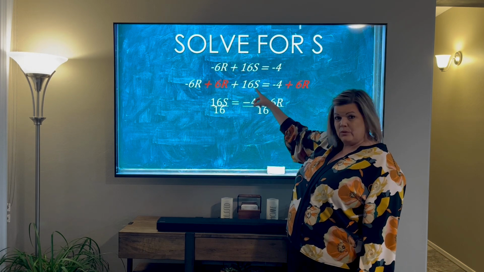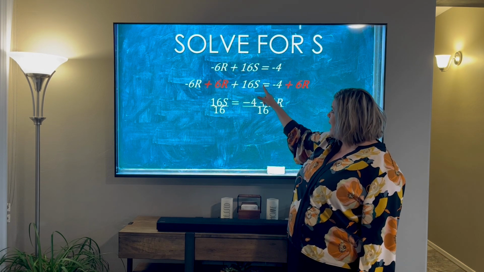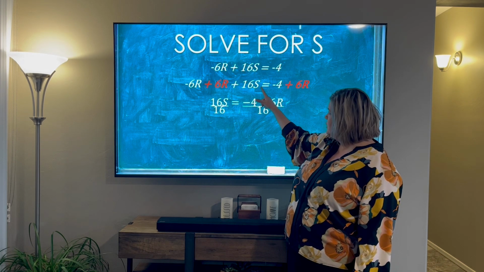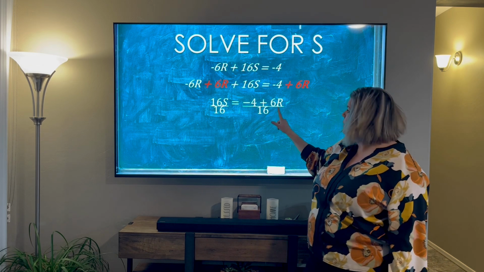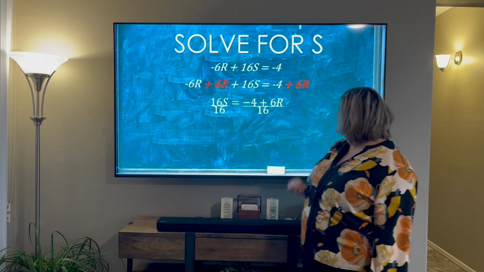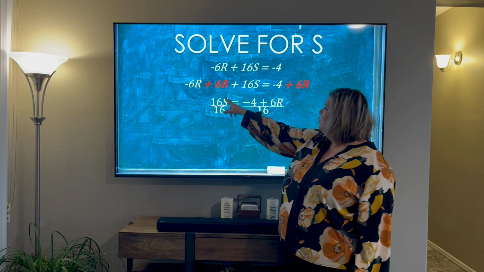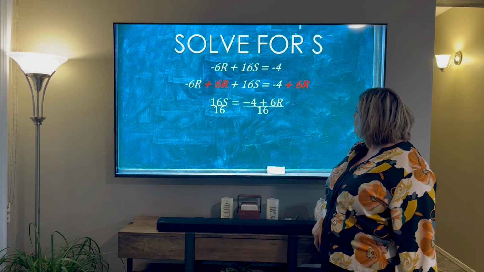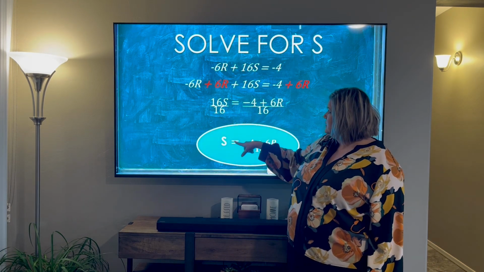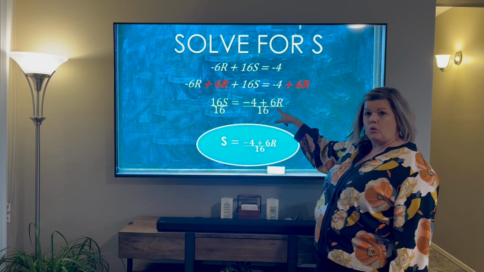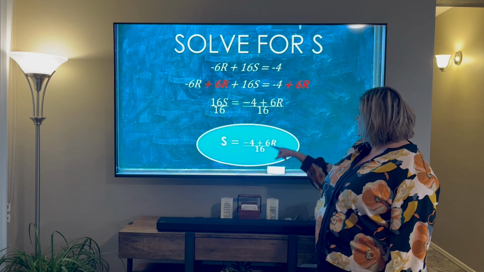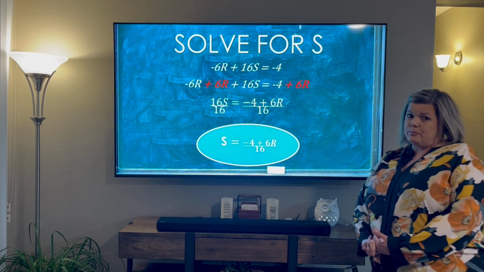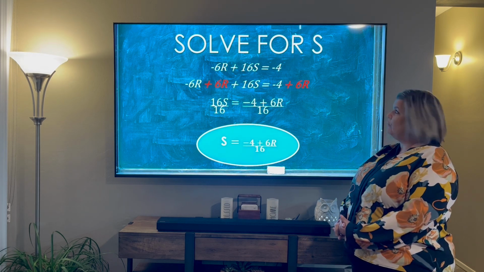Now, again, we're solving for s, but there still remains a number before the variable. So this can be read again as 16 times s, so the opposite of that is division. As seen here, we will divide each side by 16. This will cancel out, and we are left with s is equal to negative 4 plus 6r over 16. Today you have learned 2 problems in how to solve a variable.